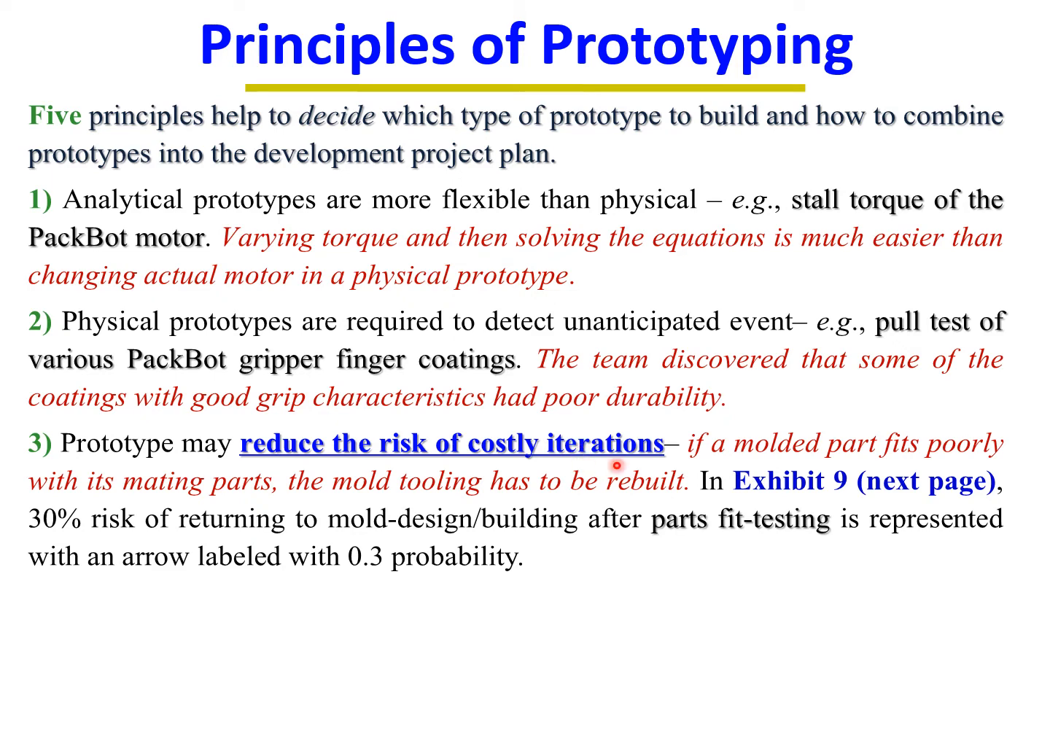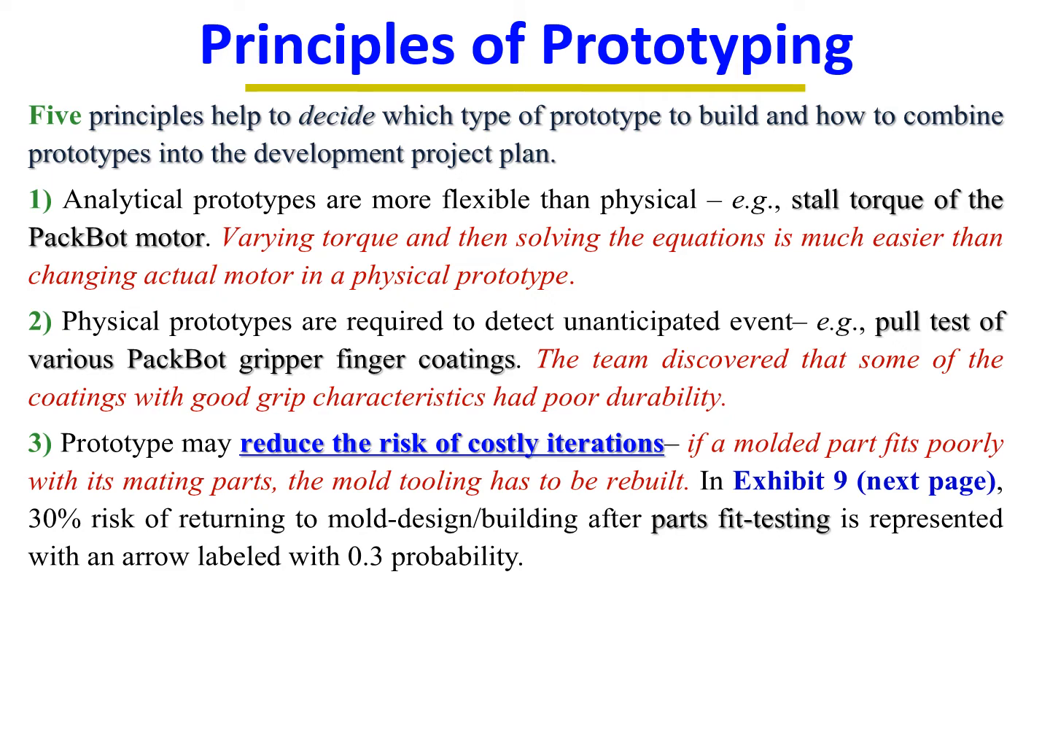Of course, if a molded part fits poorly with its mating parts, the mold tooling has to be rebuilt, right? You are making some parts and they have to fit together and there is a mold, right? So in exhibit 9 on the next page, 30% risk of returning to mold design and building after parts fit testing is represented with an arrow labeled with 0.3 probability and so on, right?